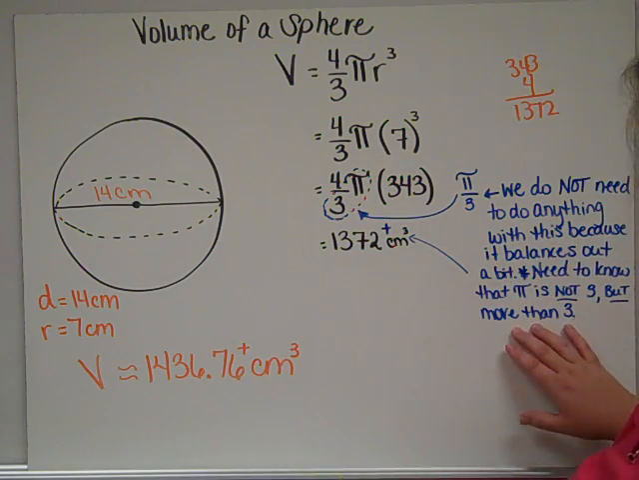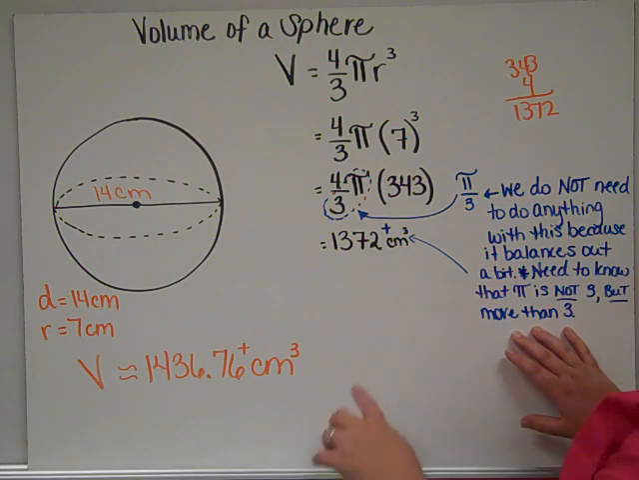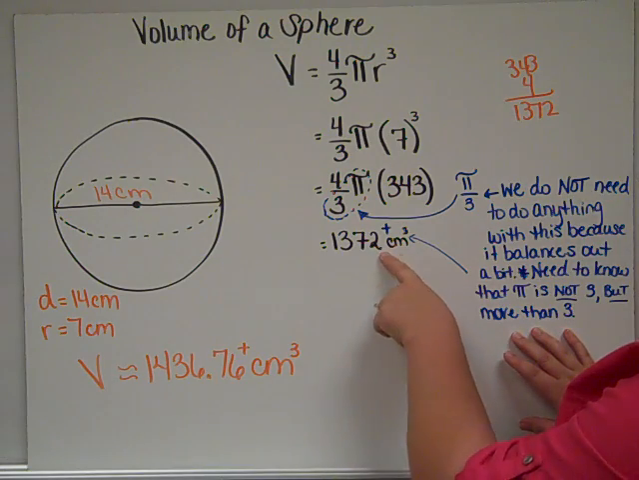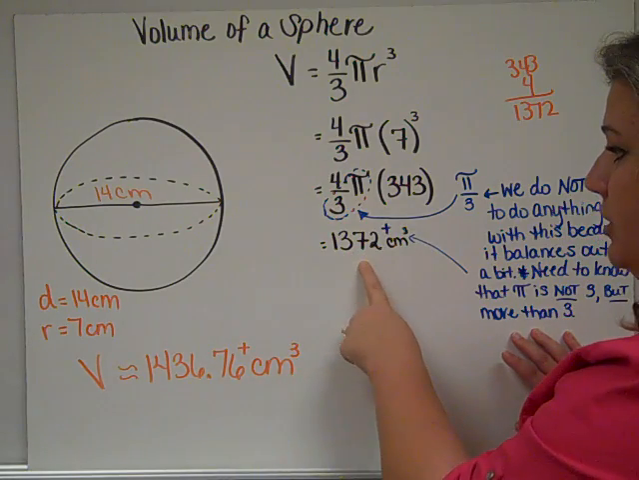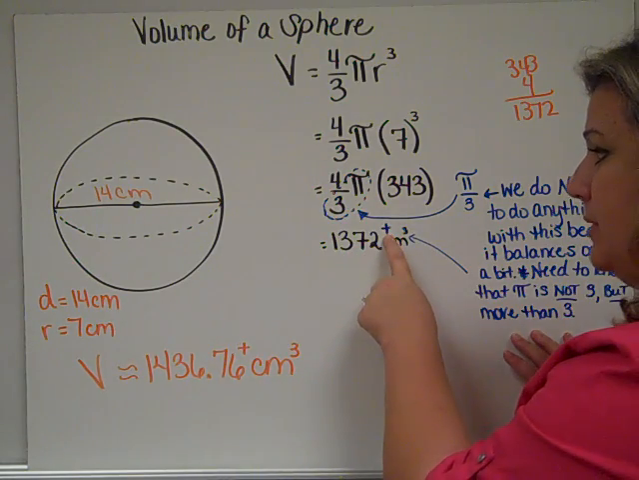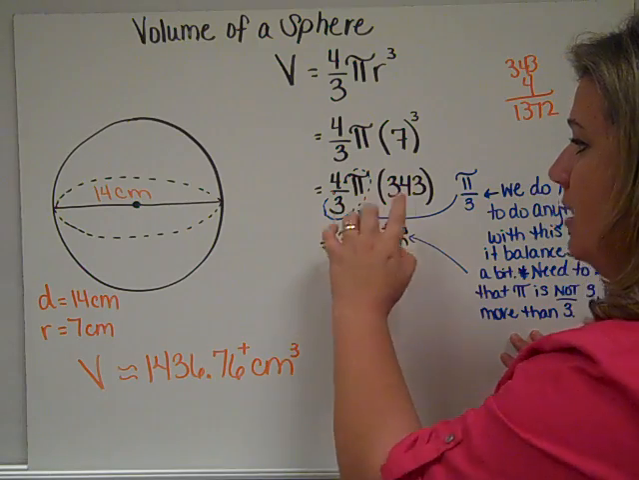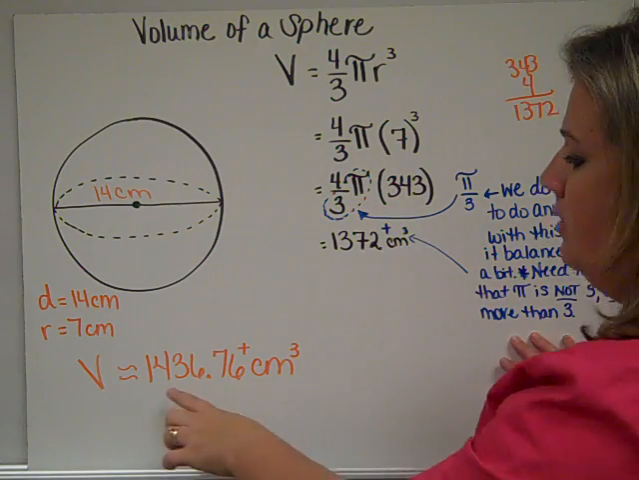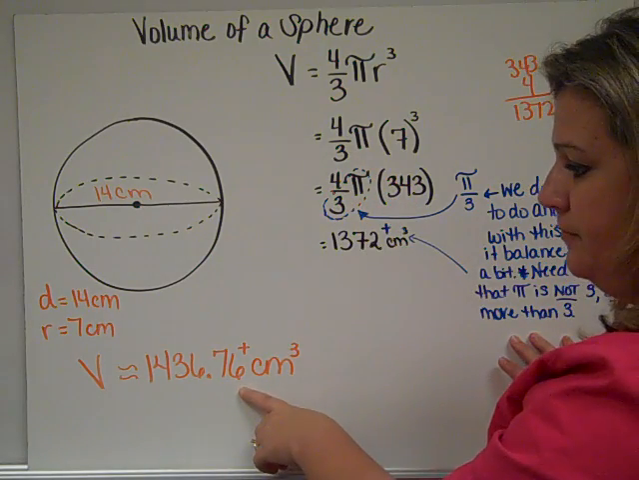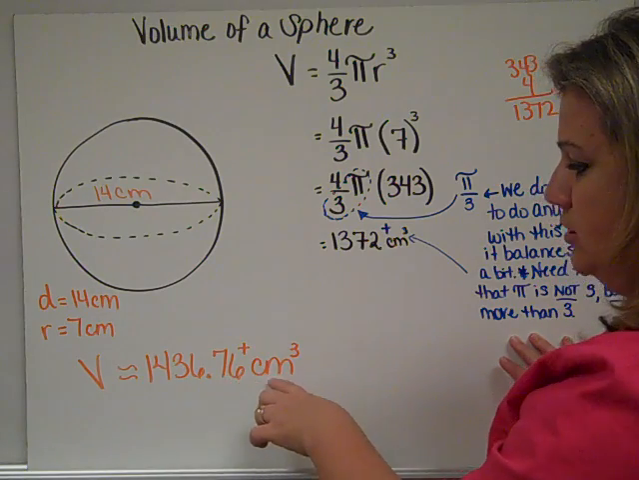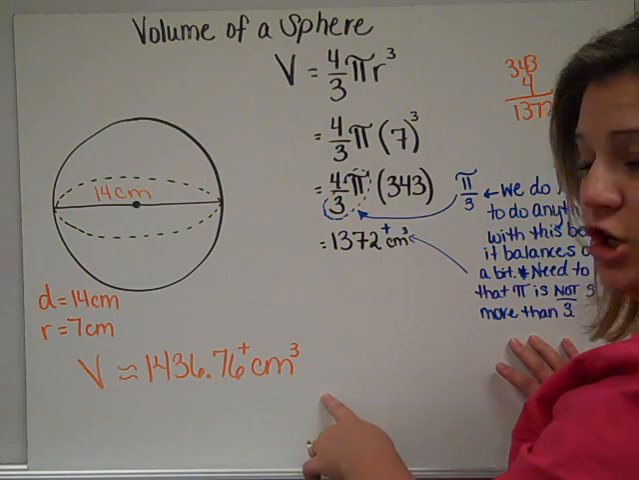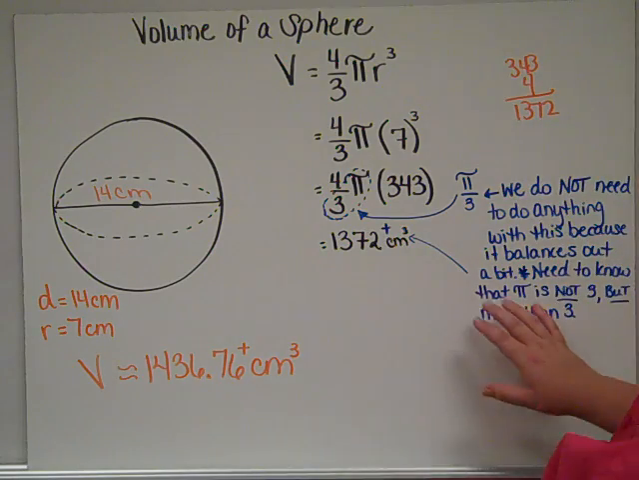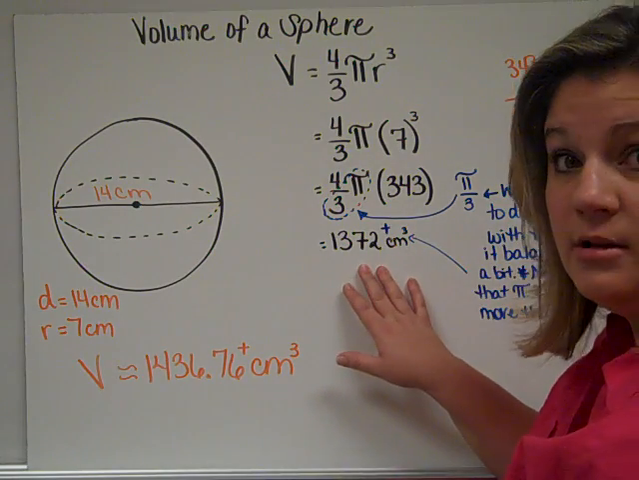So that's what we need to know, that pi is not 3, but it's definitely more, and that's why when I take 343 and multiply it by 4, I get 1,372. Notice I put a plus here. When I plug this in my calculator, I get this as the volume. And I put the plus on here because there's definitely more digits there. 1436.76 cubic centimeters. Don't forget this part. We're going to be practicing this a lot in class.